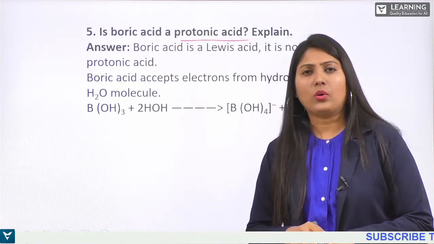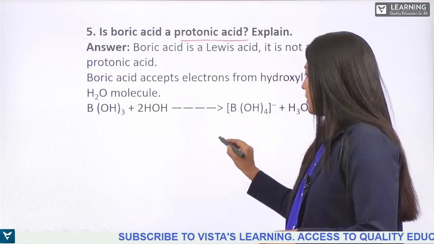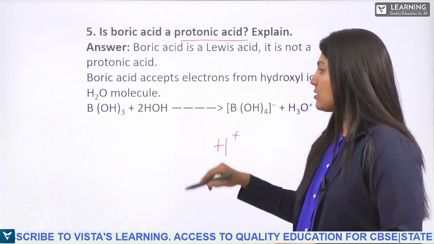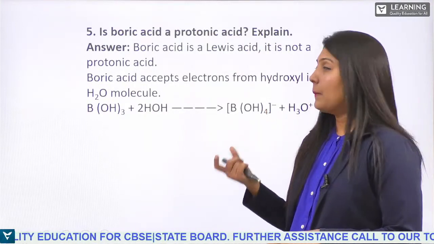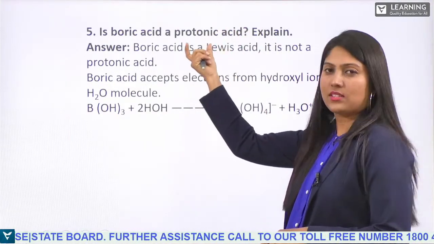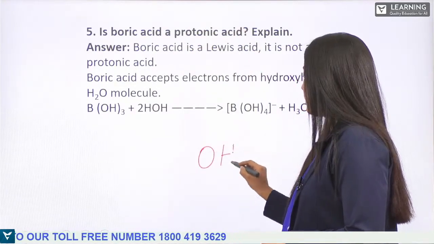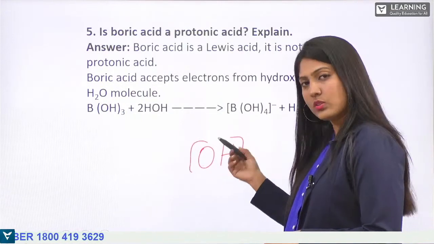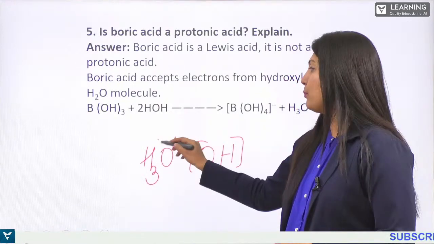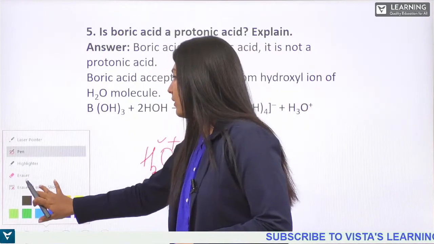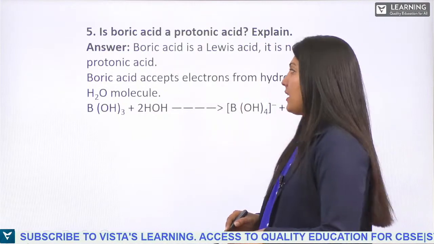So what do you mean by protonic acid? It has to release a proton, that is, an H plus ion. Is it a protonic acid? If it contains OH, then we can understand that it produces the hydronium ion, and then we can call it a protonic acid. The substances which produce the hydronium ion can easily be called protonic acids.